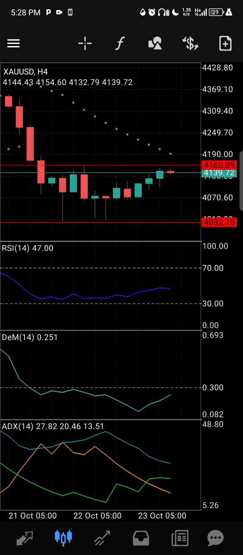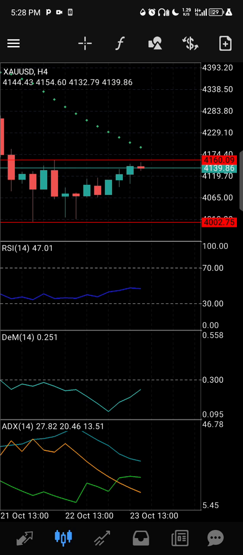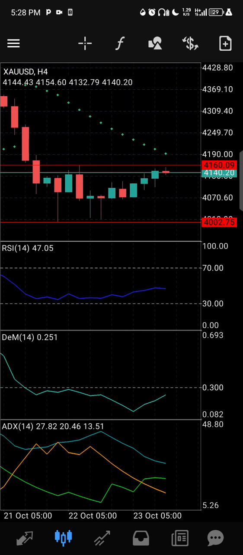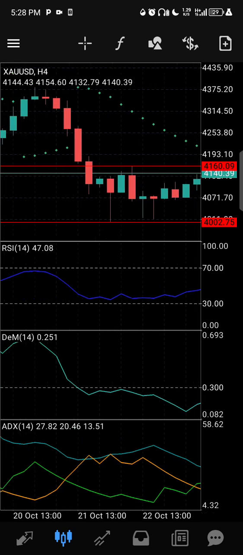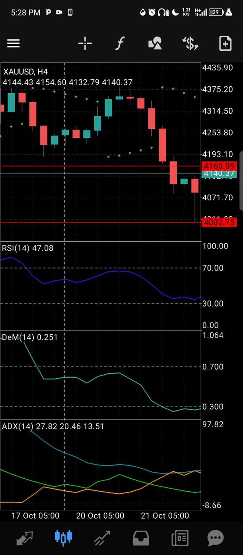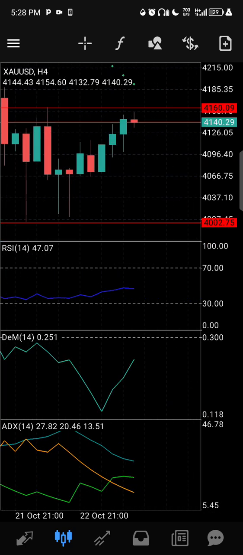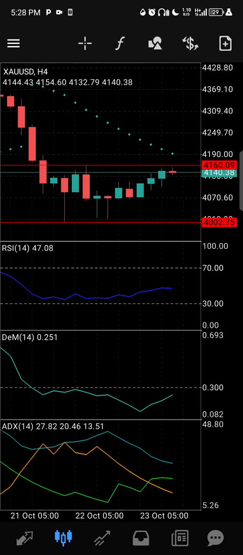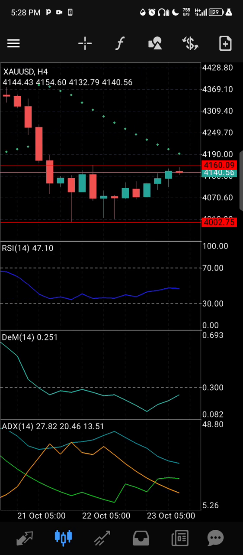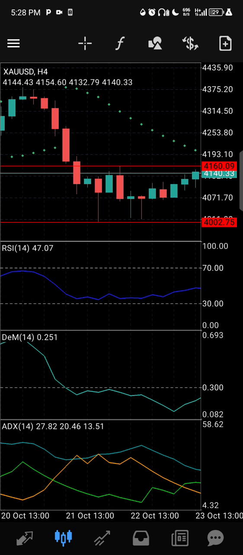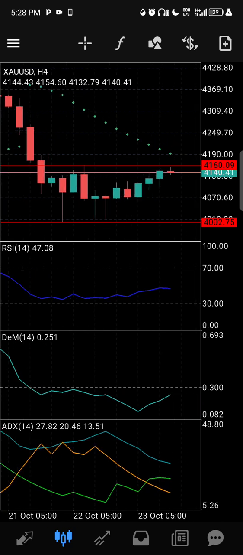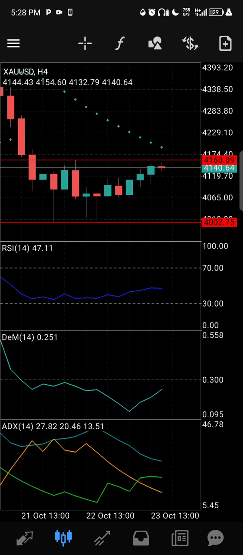You understand? If you can see, this is our support, because price has not been able to break through here. And this is our resistance, because as you can see, all year price has not been able to break through. And I believe that this is still a ranging market, because it's going on a bullish, you understand.